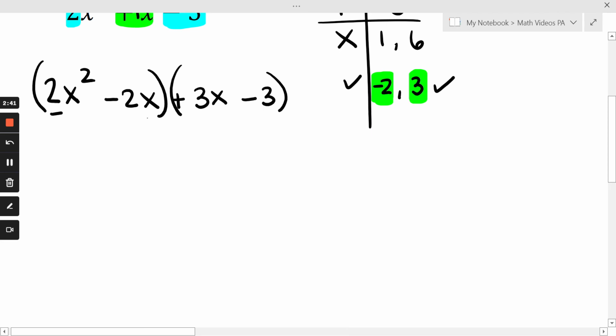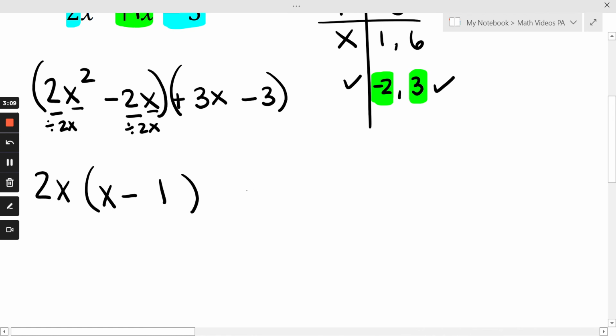So I have a 2 and a 2, so I'm going to pull out a 2. And I also have an x and an x here, so I'm going to pull out an x. When I do that, technically I'm dividing both of these parts by 2x. So I end up with 2x squared divided by 2x is x. And I also have a 2x divided by 2x is 1.